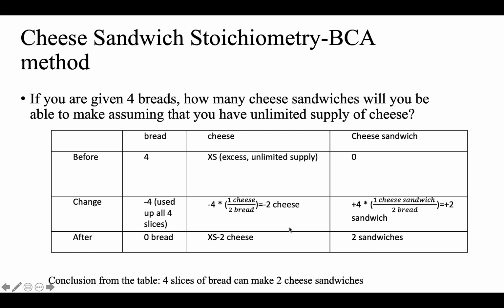That makes sense. And for cheese sandwich, again, beforehand, before I make anything, I have 0 cheese sandwiches. And now, because I made 2 cheese sandwiches, I should have 2 sandwiches afterwards. So the conclusion from the table here is 4 slices of bread can make 2 cheese sandwiches.